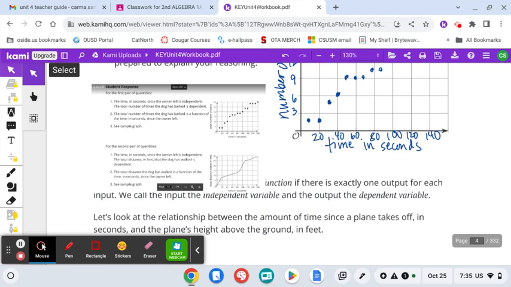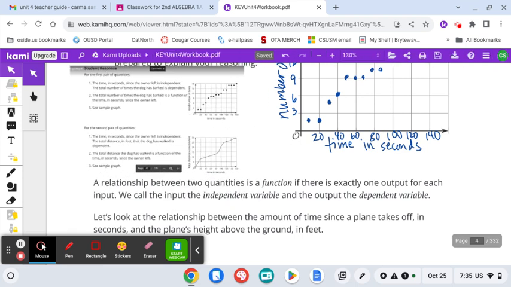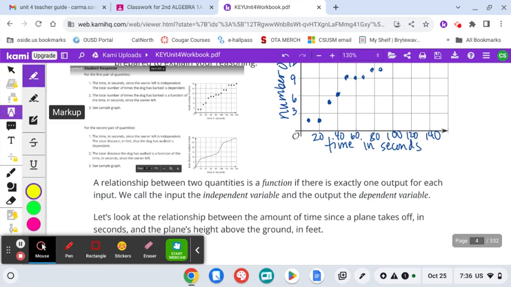Now, after going through these brief function descriptions, they want you to go back to your middle school definitions and see if you remember this. The relationship between two quantities is a function if there's exactly one output for each input. At the end of each lesson, we should always go to the summaries and highlight these vocabulary words and make sure we remember these. So, if there's exactly one output for each input, for every x, there's only one y.